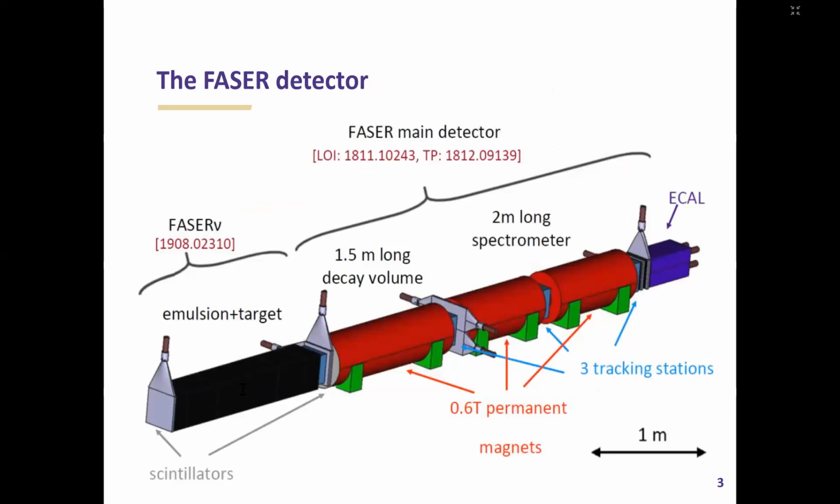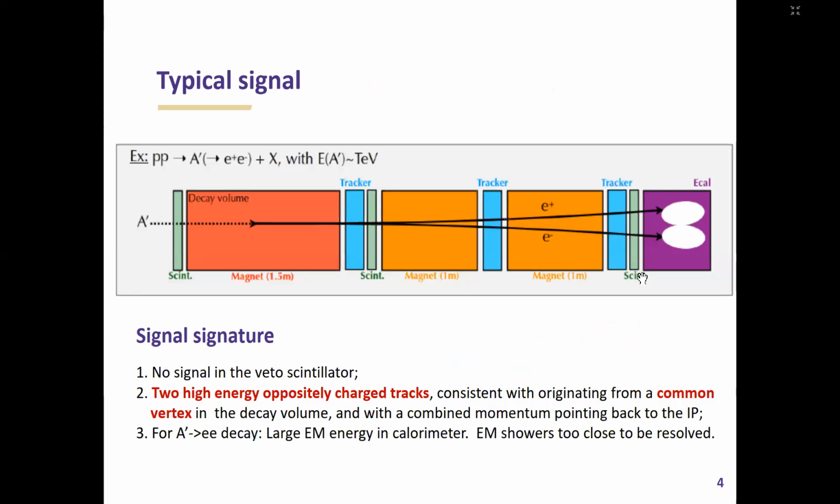In front we have an emulsion detector to detect the neutrinos, and then it's followed by a magnet, which is also used as decay volumes. And then we have about 3 track stations to extract the charged tracks. Here is a typical signal we are looking for.